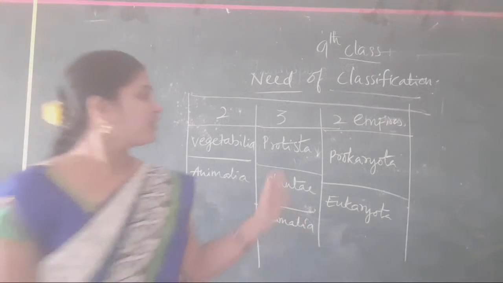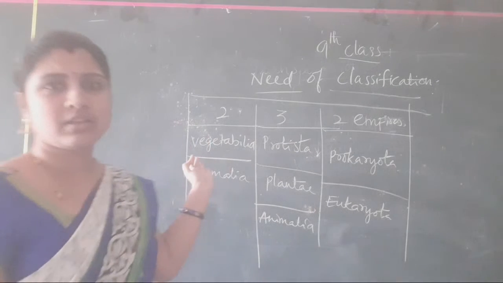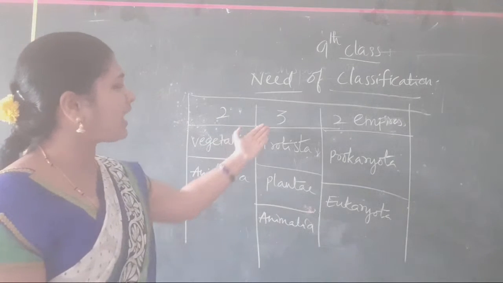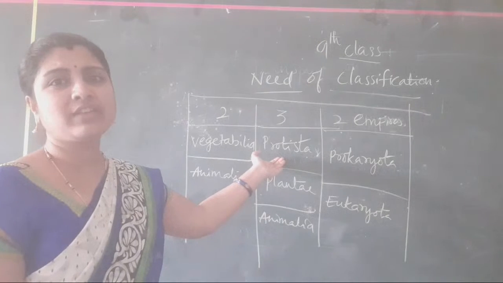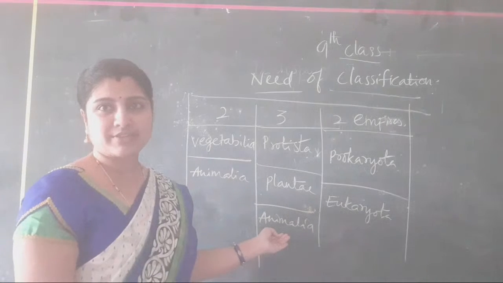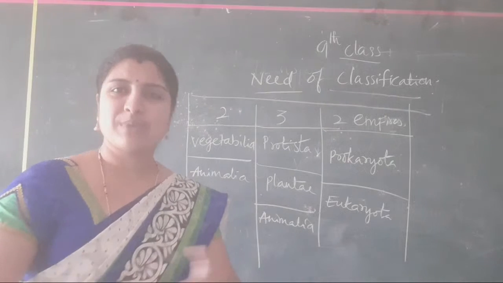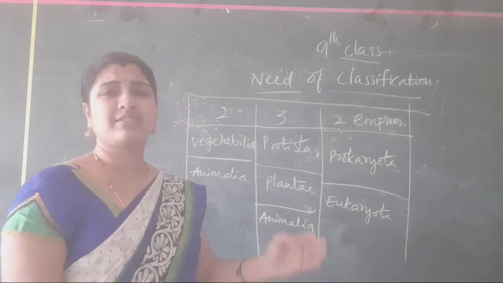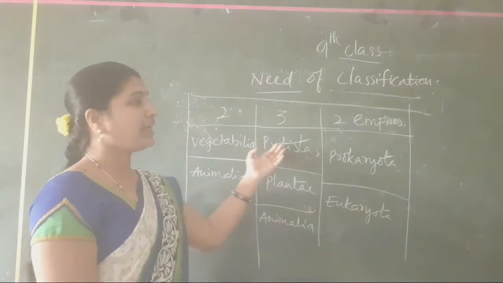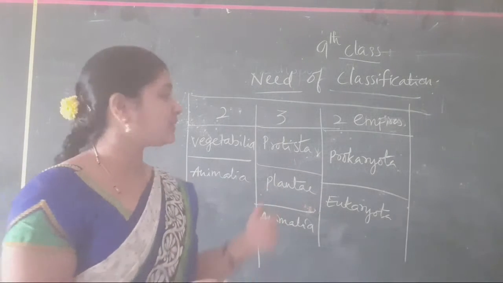Okay, first division is only 2, by Linnaeus: Vegetalia and Animalia. Then Haeckel came. He thought that not only plants and animals are present. Plants are autotrophs, animals are heterotrophs. Animals can move, plants stick to one place. Based on that, they divided the living organisms into plants and animals. But Haeckel thought that apart from plants and animals, some other characteristic living organisms are present.